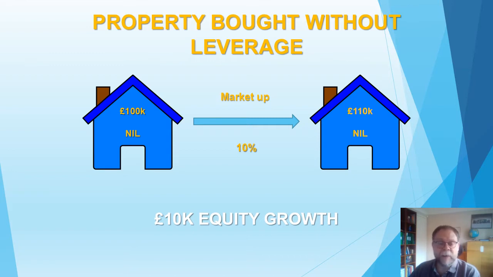Let's say you wait until the market has risen 10%. The house on the right is your same rental house that is now worth £110,000. It still has no mortgage and has £10,000 worth of equity growth. Now, the simplest way to leverage your cash is get a mortgage on that house.